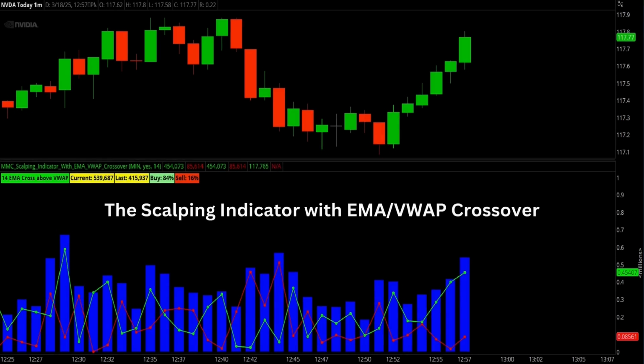The Scalping Indicator with EMA VWAP Crossover gives you clear crossover signals, volume confirmation and real-time buyer-seller insight, all in one streamlined display to help you make informed decisions quickly.